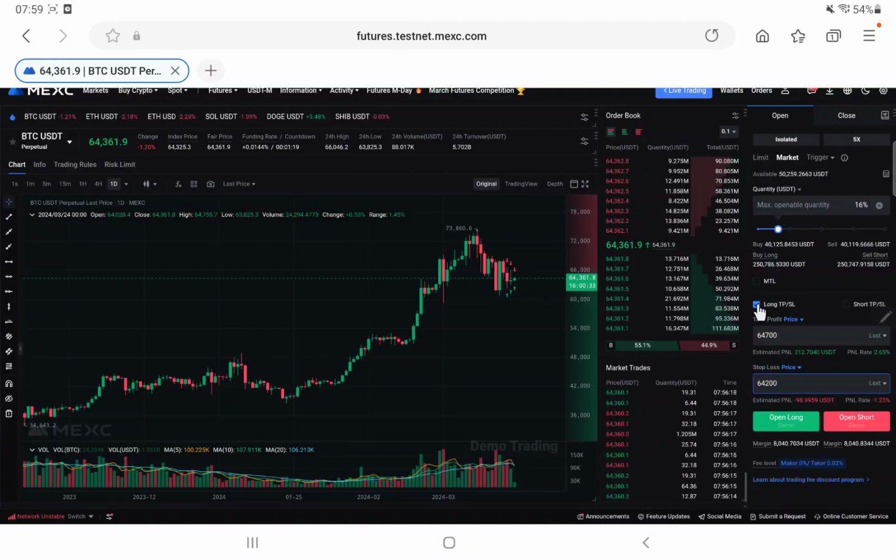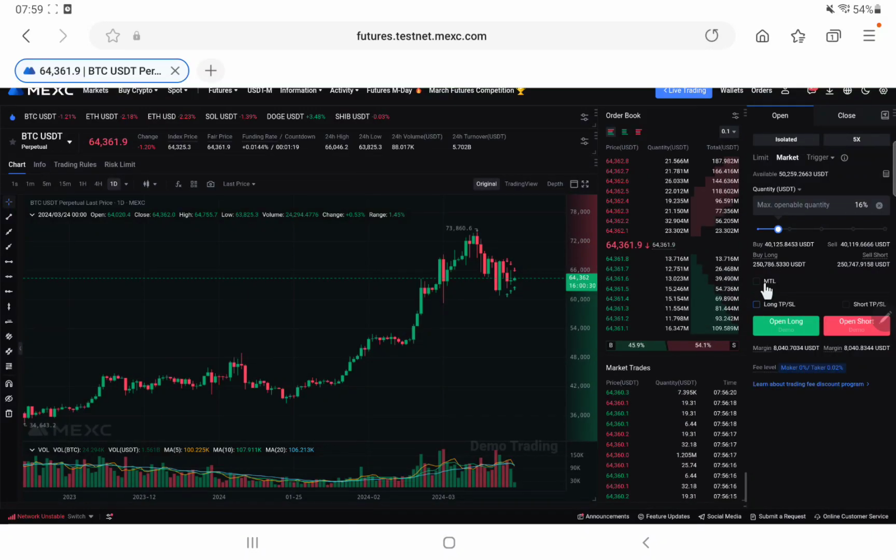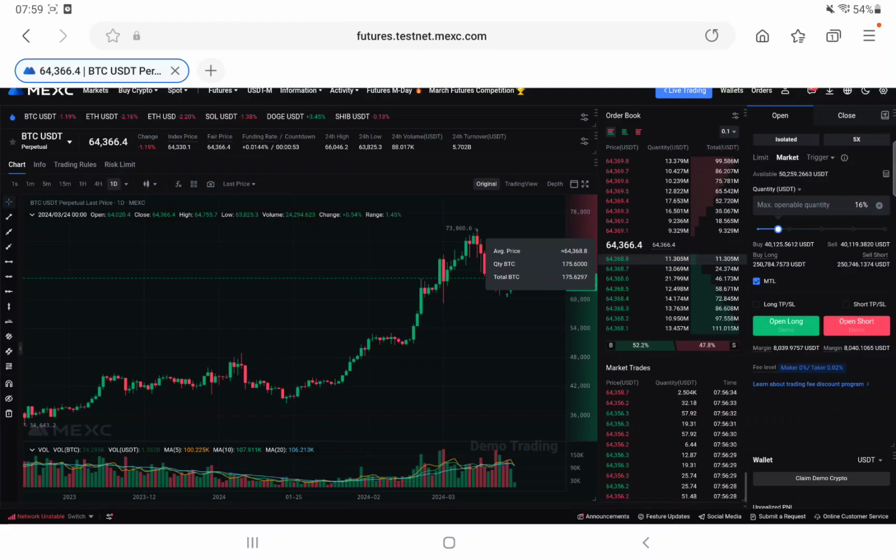But you don't have to put your stop losses and take profits in immediately, that is if you want to do it there. The MTL is basically market to limit, which means, let's say I enter 16% of my position on a market order, and let's say the price just jumps really quickly, so I can't enter at that price. It will put the rest of the amount in at a limit order, so you can be confident your full thing will be filled if it returns back to that price. If it doesn't, you only have a partially filled order. So you can put MTL on.